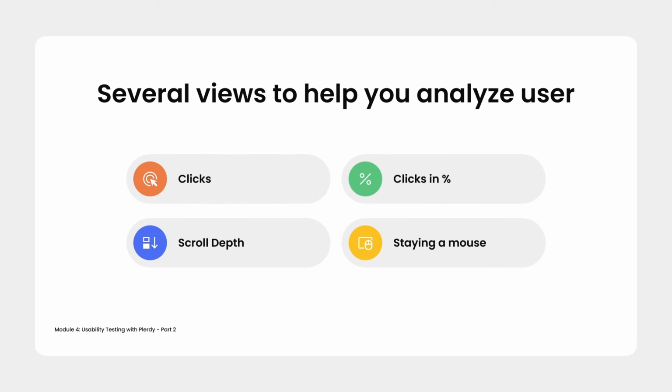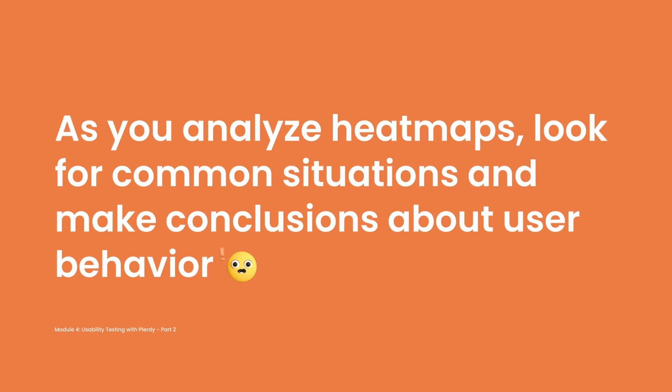Plerdy's heat map tool offers several views to help you analyze user behavior, including click percentage, scroll depth, and mouse movements. These views help you understand user engagement and make informed website design and content decisions. As you analyze heat maps, look for common situations and conclude user behavior. For example, if users don't click on an element you expect them to, consider changing the CTA, color, or placement. If users don't scroll deeply on a page, move important content higher up or investigate why users aren't scrolling.